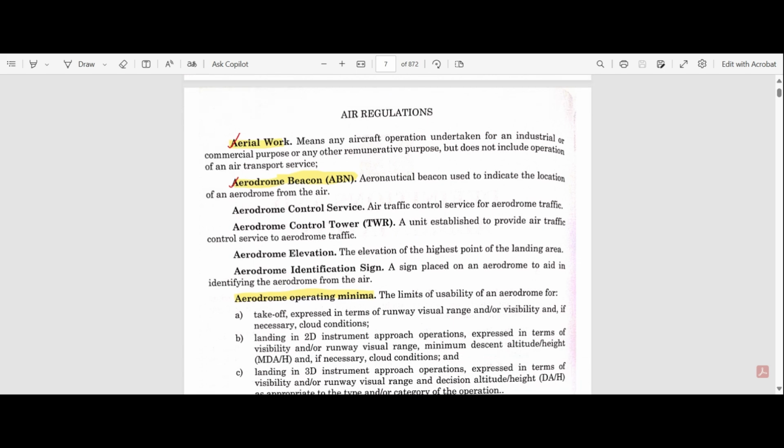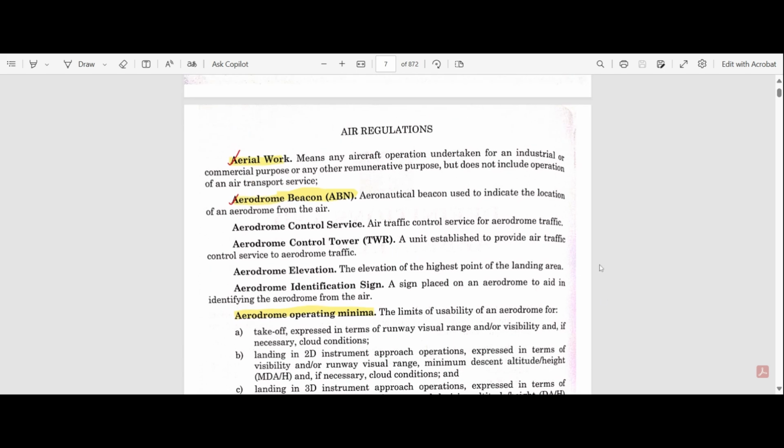The next is aerial work. It is definitely an important abbreviation. Aerial work means any aircraft operation that is used for the purpose of commercial or we can say industrial purposes or any of the remunerative purposes. Remunerative purpose is the one for which money is being paid or it is profitable, but it does not include the operations of air transport services.